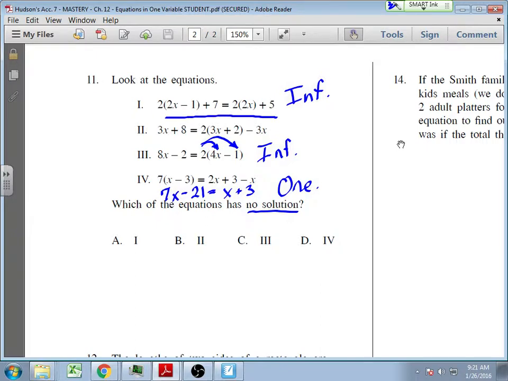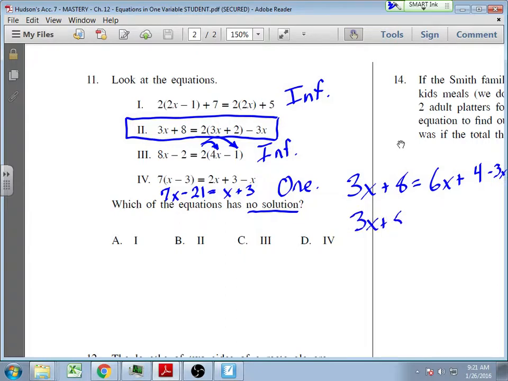So number 2 is the only one that has no solution, because when I evaluate that, it becomes 3x plus 8 equal to 6x plus 4 minus 3x. I get 3x plus 8 equals 3x plus 4. Same variables, different constants, no solution.